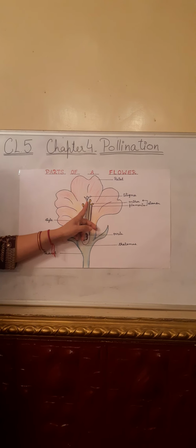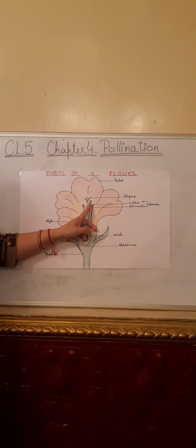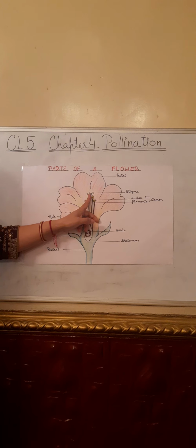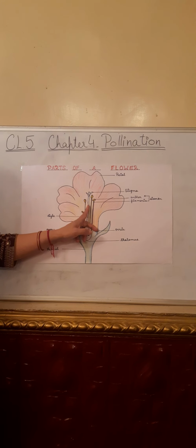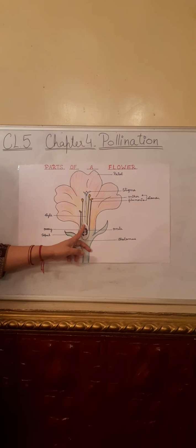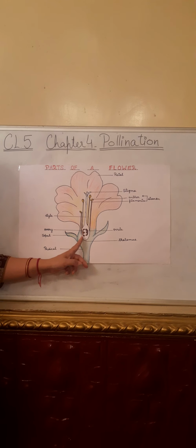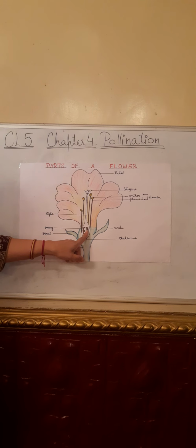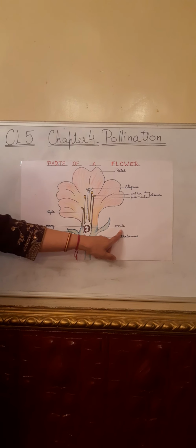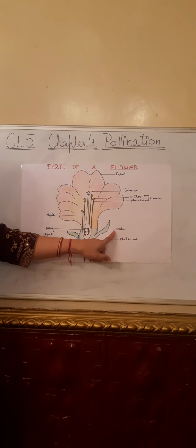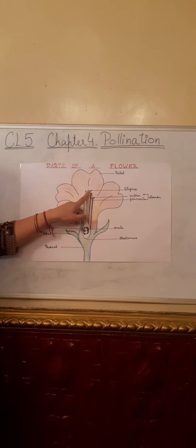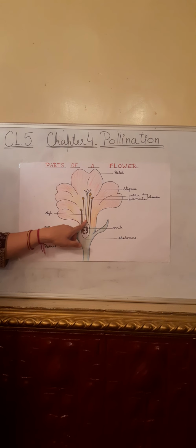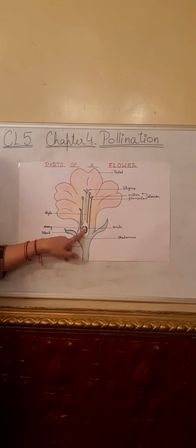It is sticky. And what happens when the pollen grains transfer from the anther to the stigma? With the help of this tube-like structure you can see, the style, it goes down to the ovary. In the ovary you can see this egg-like structure. This is known as ovule. When the pollen grains from the anther go to the stigma, and with the help of this tube they come down, then fertilization takes place.